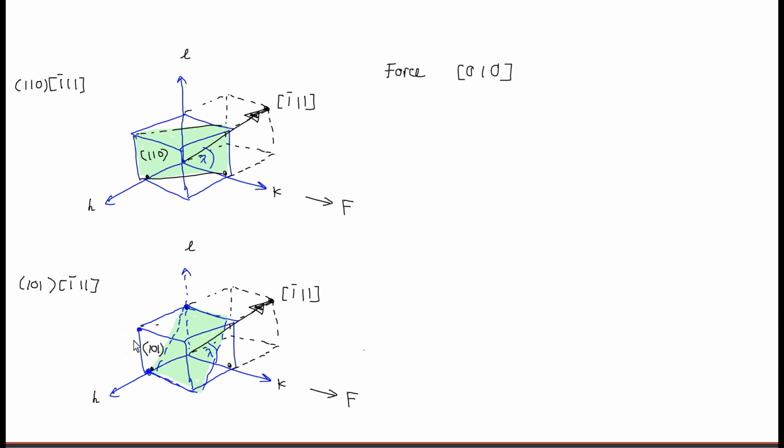So let's see what result that gives us. The equation is that the resolved shear stress is going to equal the applied stress times cosine lambda times cosine phi. Now, cosine lambda is the same in both, and let's see how we can calculate that. So we've got the direction of the force here, and we can just call this direction A.